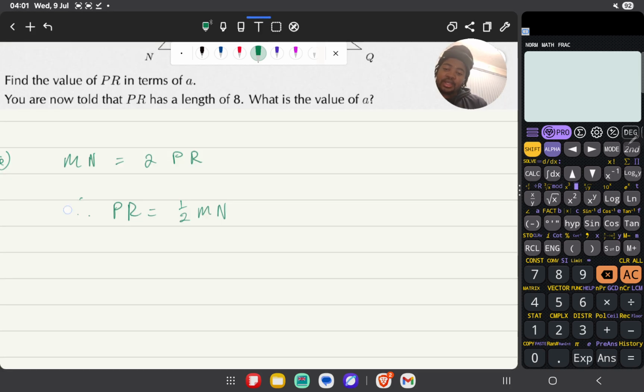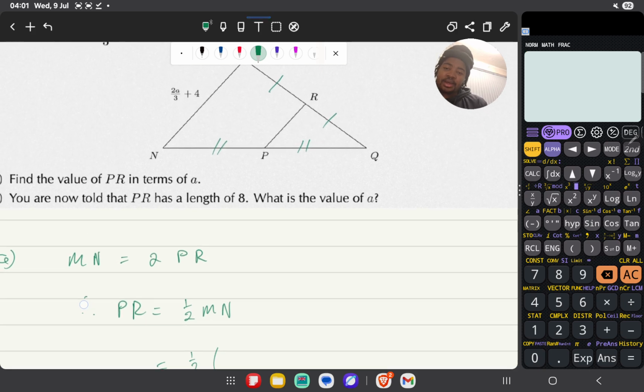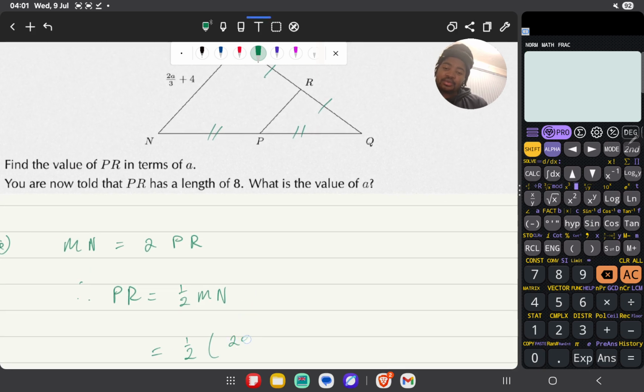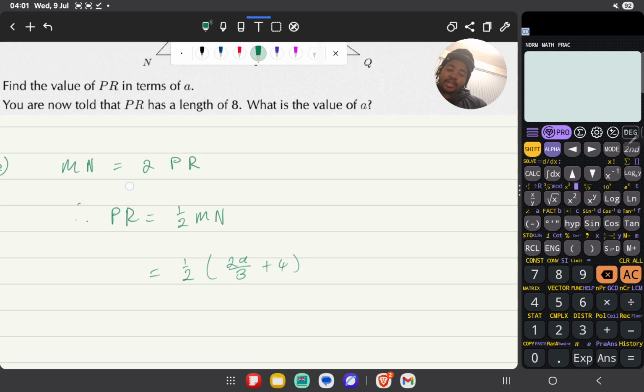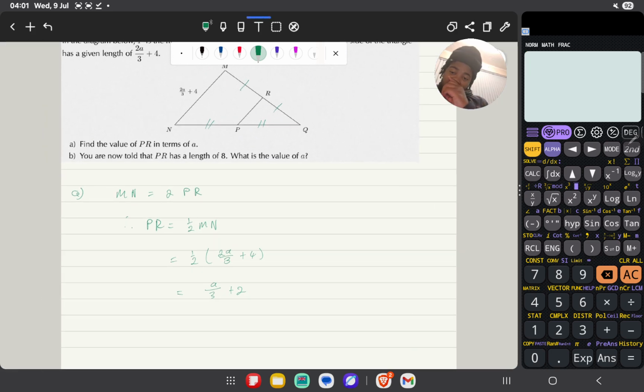So if I do that, I will say PR is half. Where I see MN, I'm substituting 2A over 3 plus 4. So that is going to be 2A over, in fact it's going to be A over 3, because the 2 will cancel each other, plus 2. This is what PR is going to be.